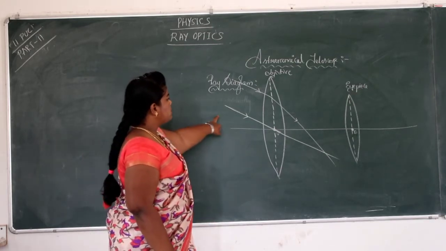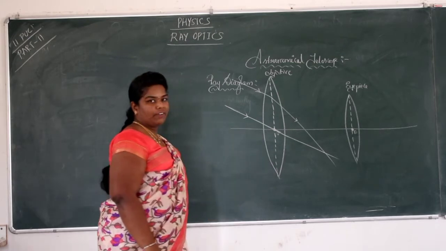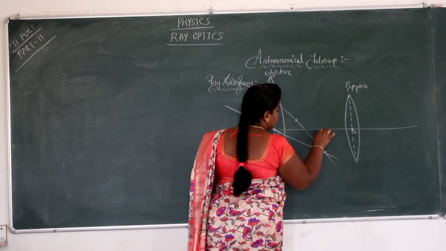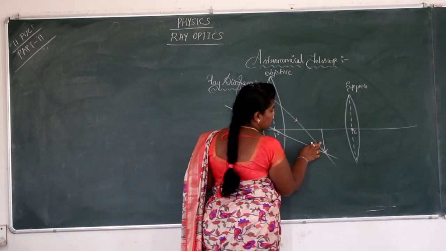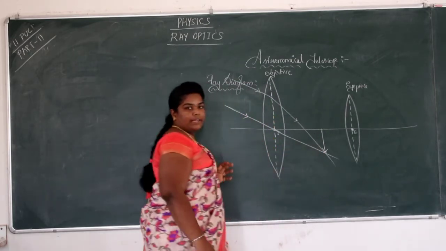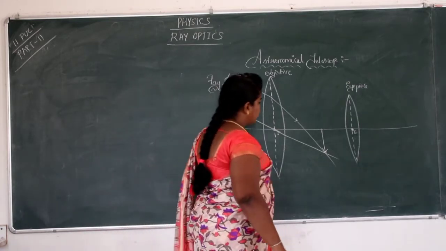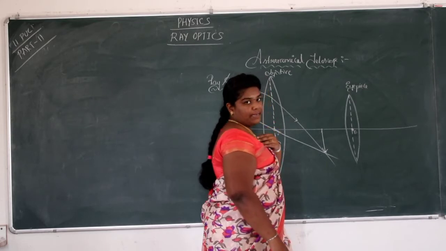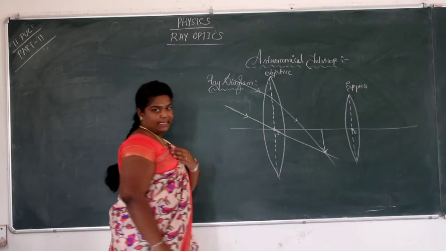If the object is at infinity, then obviously the convex lens is going to form the image at the principal focus. The image formed is inverted and it is real. Real and inverted. Now, let us see this. See here, it is an inverted image we are observing.